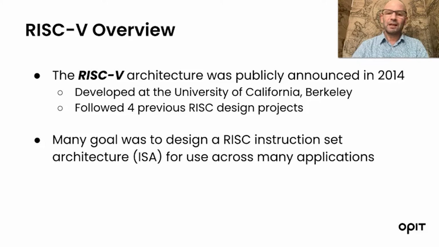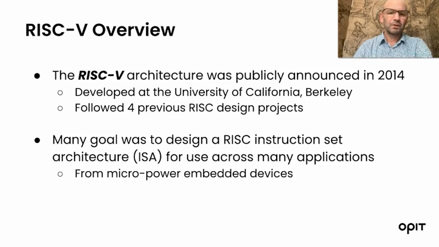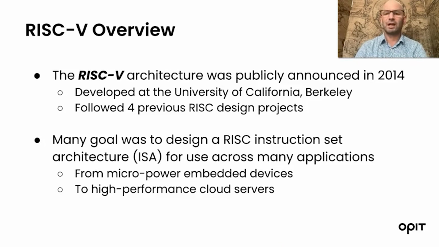And the main goal was to design a RISC instruction set, so reduced instruction set architecture, for use across many applications. And one of the big advantages that this group had over, for example, AMD and Intel decision making is that they didn't have to think about or worry about any legacy. They could basically design from scratch. So incorporating all of the technologies and all of the architectures that have been created up until 2014, they could pick and choose the best parts of those and create an architecture from scratch. So they wanted to do this from micro-powered embedded devices right up to high-performance cloud servers.